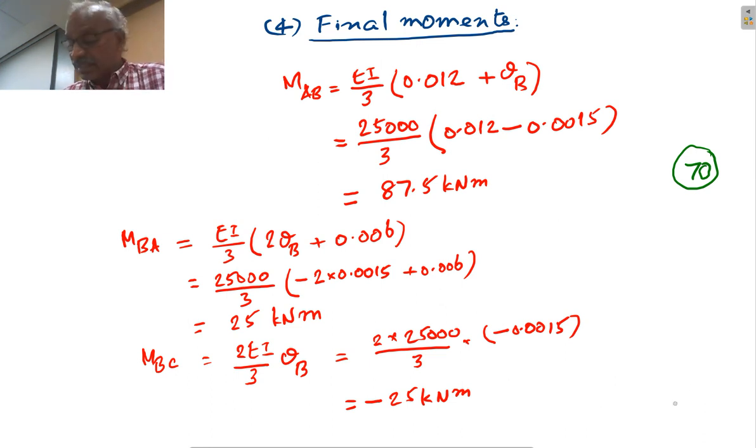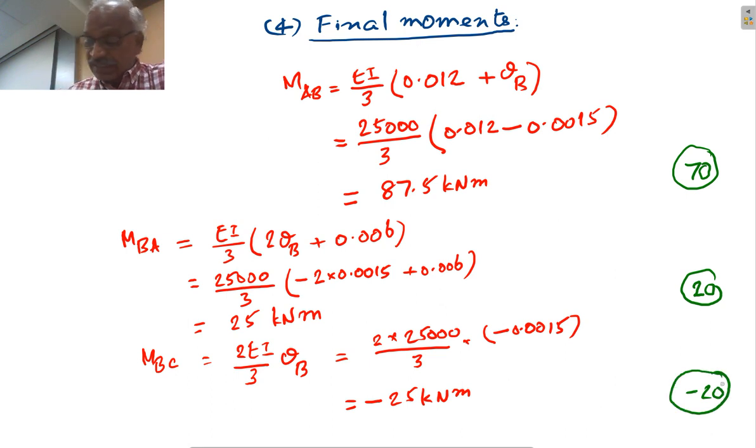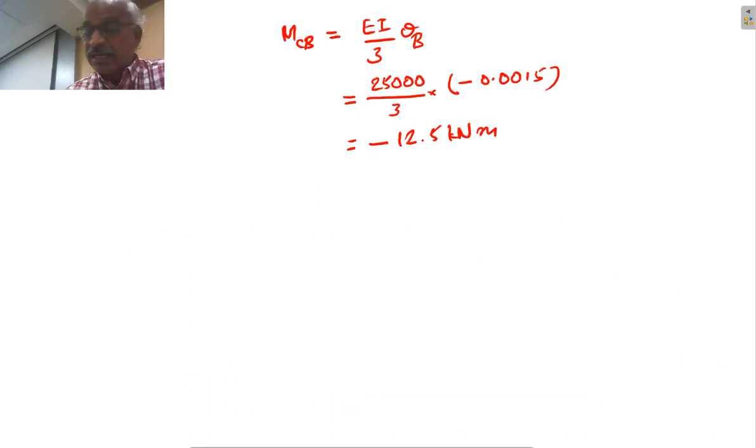They got plus 20 because here it is, this value. In the place of plus 25 they got plus 20, in the place of minus 25 they got minus 20. So just to show that the values are reasonable, right? And here in the place of 12.5 they got minus 10. That's all. These are the GATE answers, right? So that is for your satisfaction.